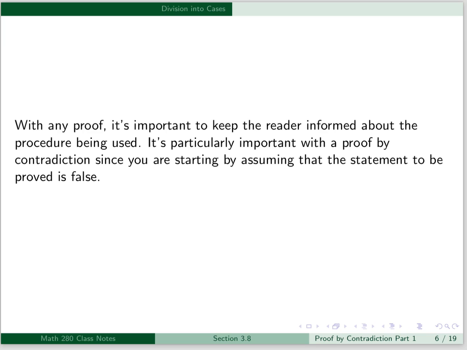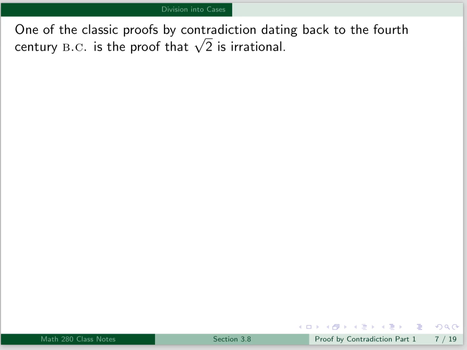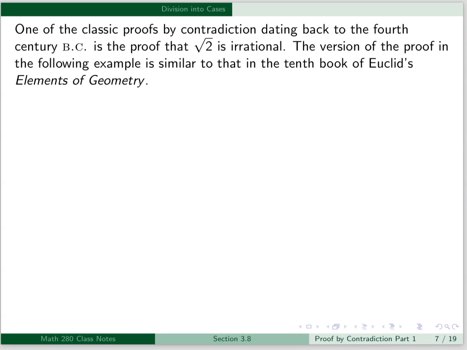With any proof, it's important to keep the reader informed about the procedure being used. It's particularly important with a proof by contradiction since you are starting by assuming that the statement to be proved is false. One of the classic proofs by contradiction, dating all the way back to the 4th century BC, is the proof that the square root of 2 is irrational. The version of the proof in the following example is similar to that in the 10th book of Euclid's Elements of Geometry.